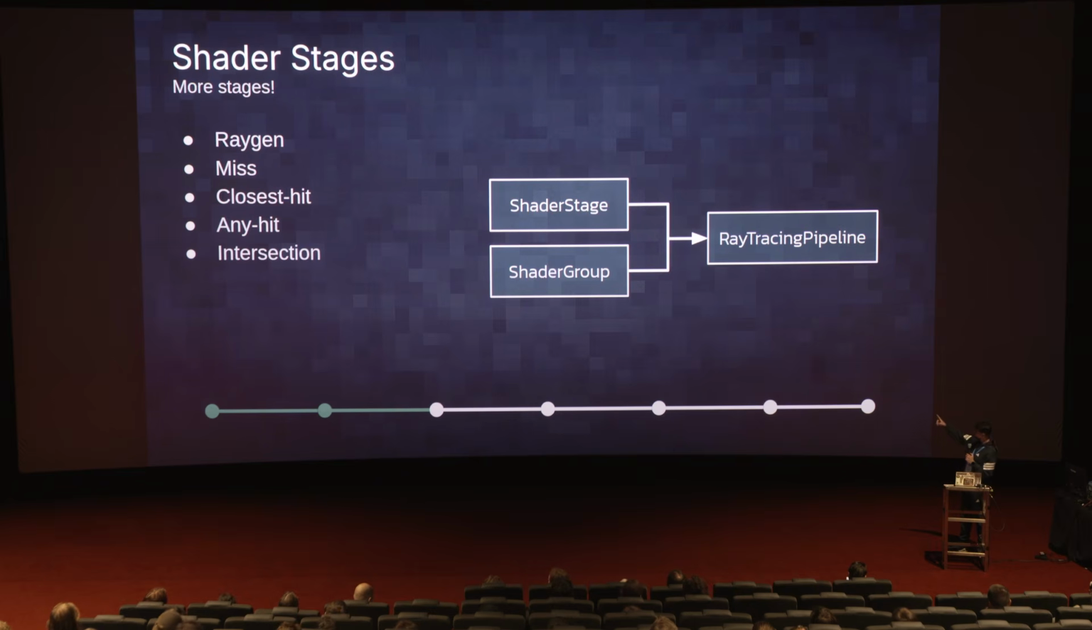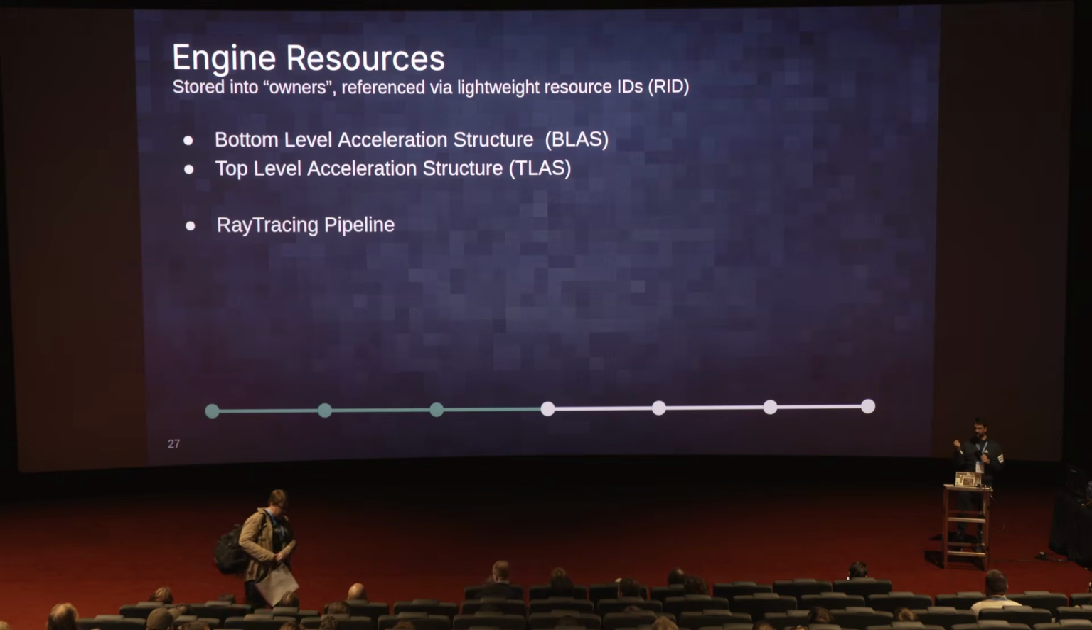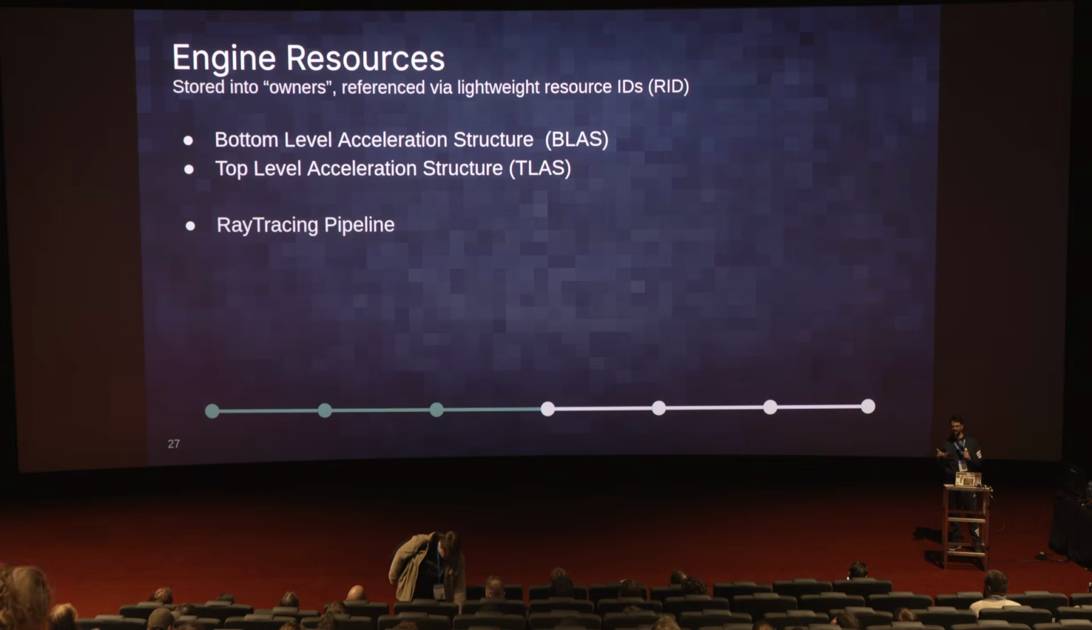And I create shader stages. I group them, closest and any hit shaders, and together they form a ray tracing pipeline. Okay, at this point I have a question, which is where do I put my objects? I have these objects I created with Vulkan code. I need to store them somewhere. I need to specify their lifetime, who creates them, who destroys these resources.